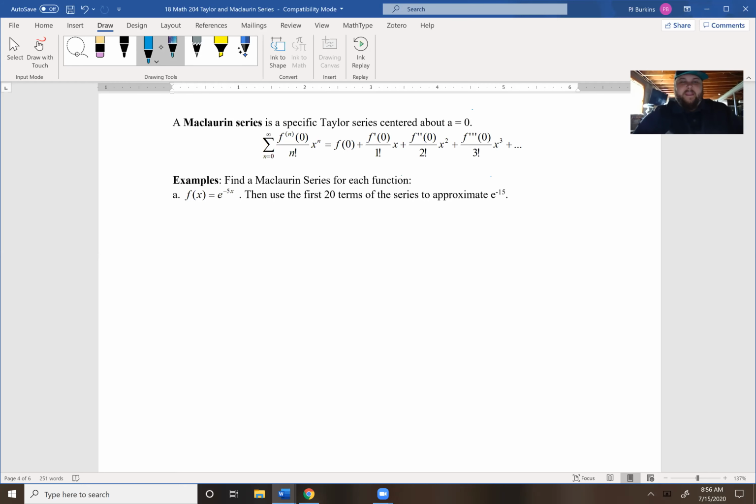The left-hand side is the closed formula or closed form. The right-hand side is the first couple terms multiplied or written out and added together. So the form there is a summation starting at 0 and running to infinity. This f of n in parentheses is the nth derivative of the function evaluated at 0, over n factorial, times x to the power n.